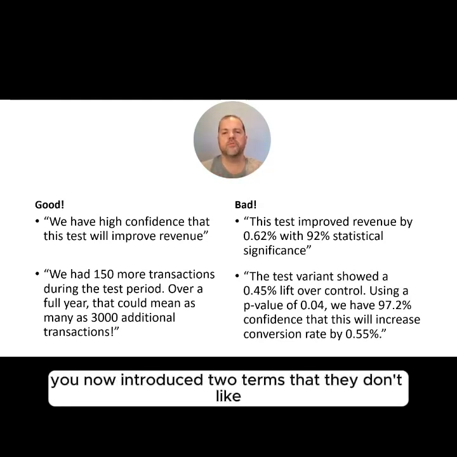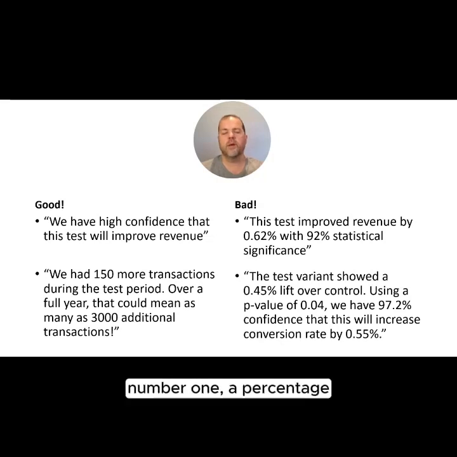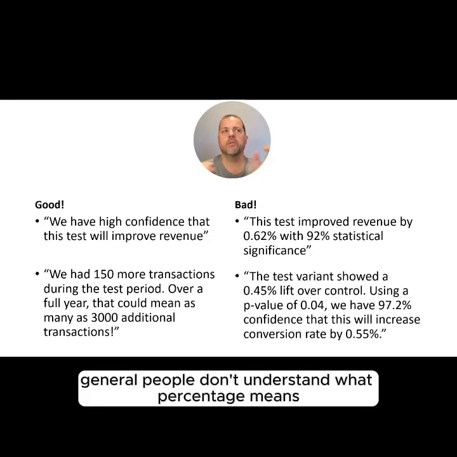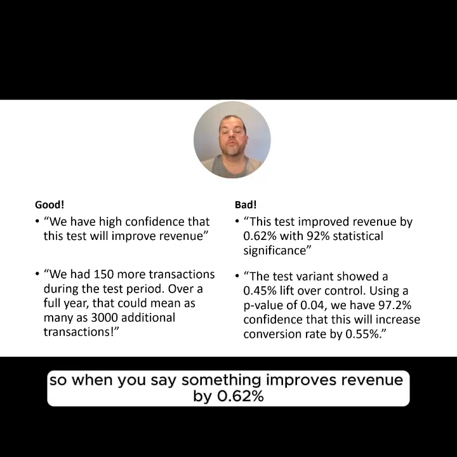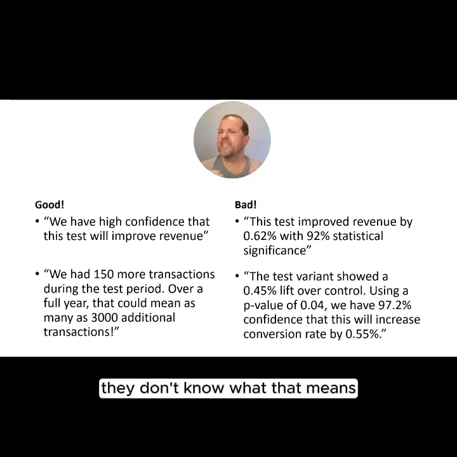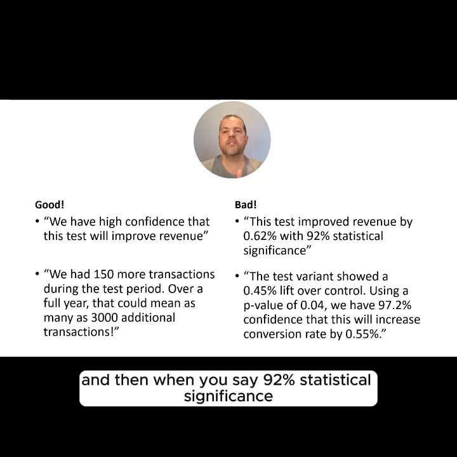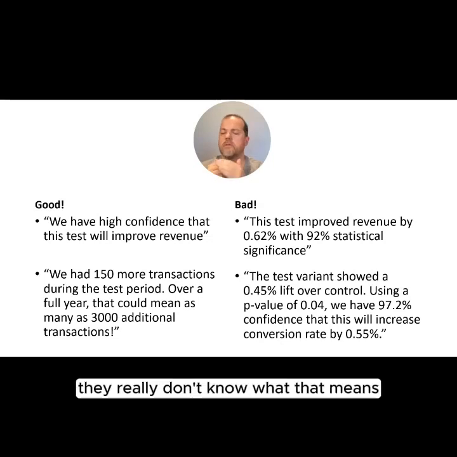You've now introduced two terms that they don't like. Number one, a percentage. General people don't understand what percentage means. And when they don't understand something, they think maybe you're being devious. So when you say something improves revenue by 0.62%, they don't know what that means. And then when you say 92% statistical significance, you really don't know what that means. You've now lost the room.